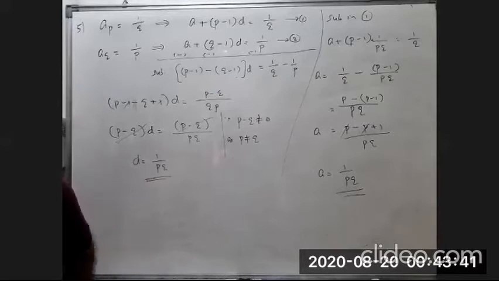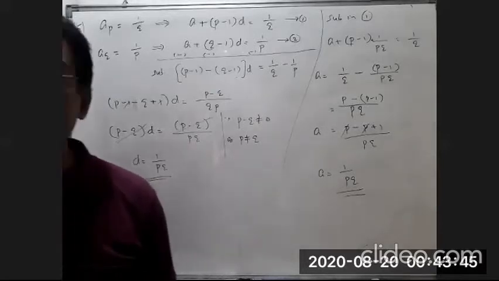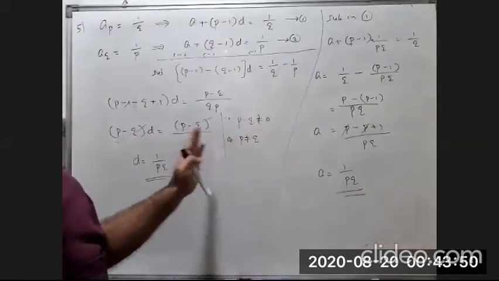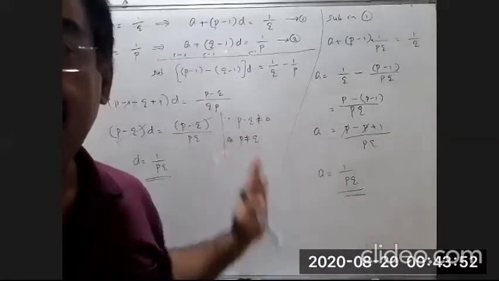See the method? We got two terms. When we get two terms, we wrote the corresponding equations and solved them for finding a and d. Now come to the question.